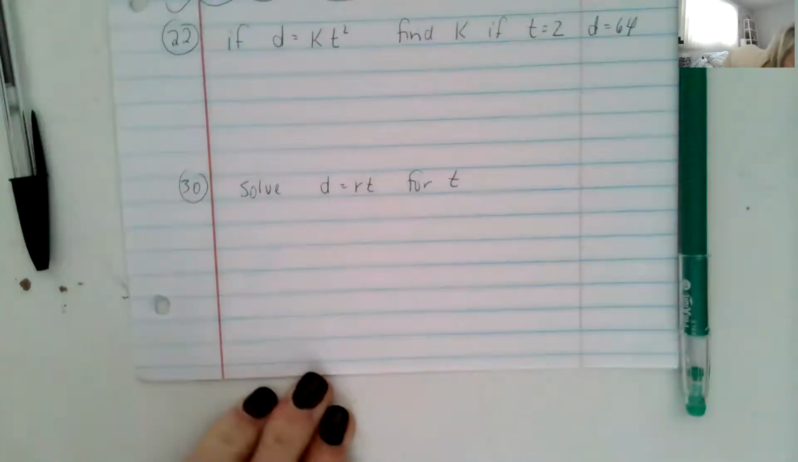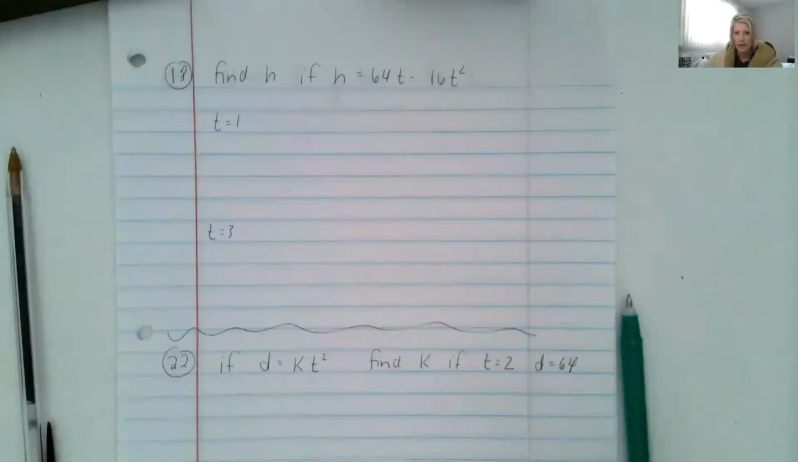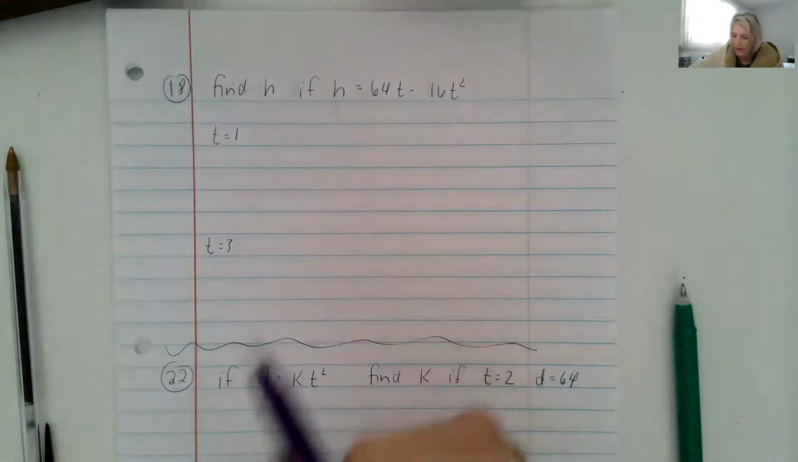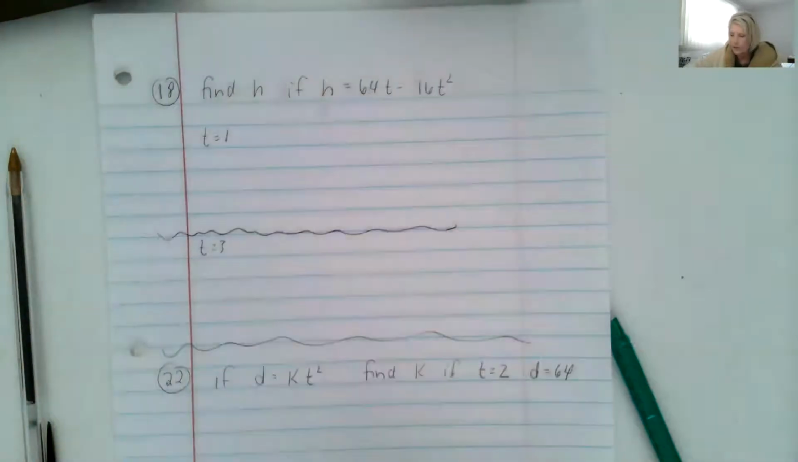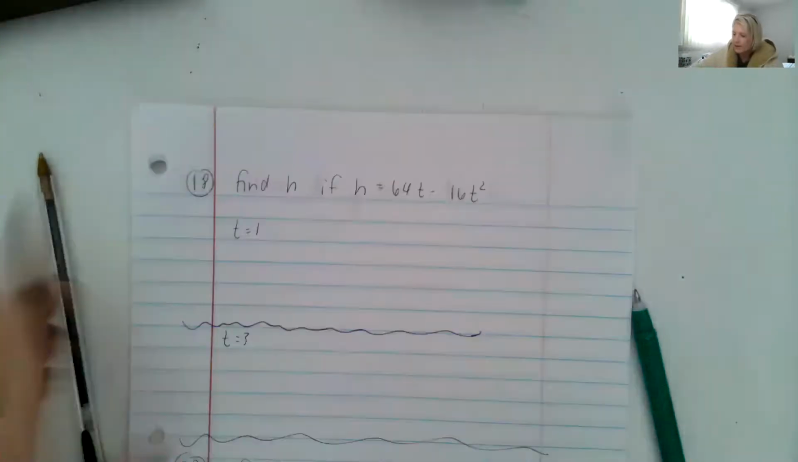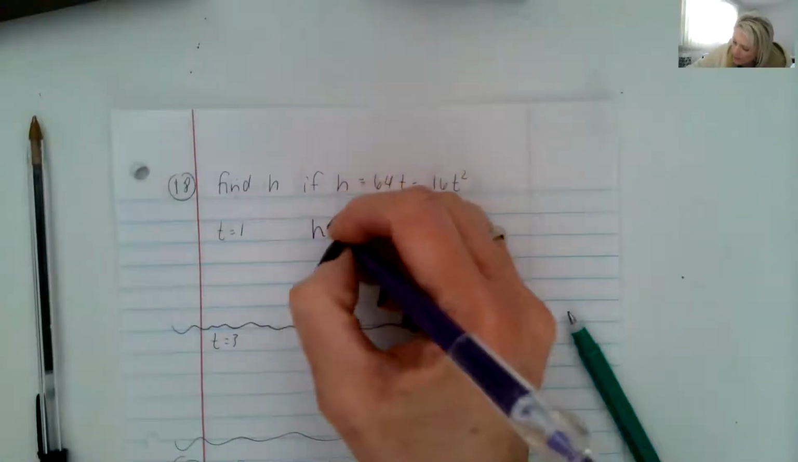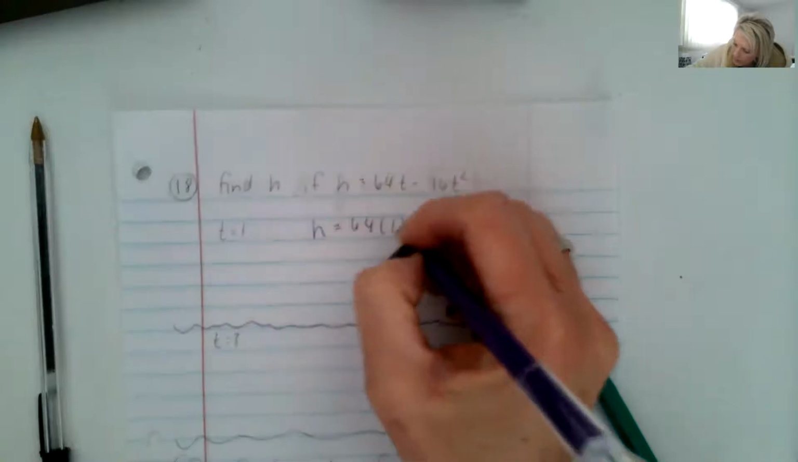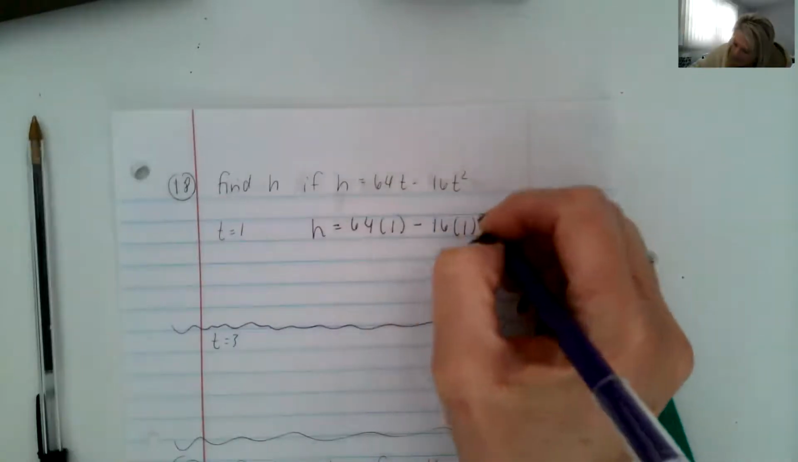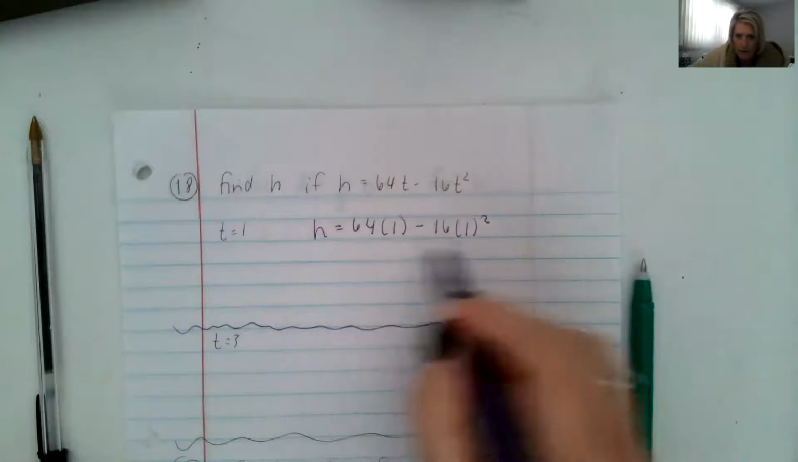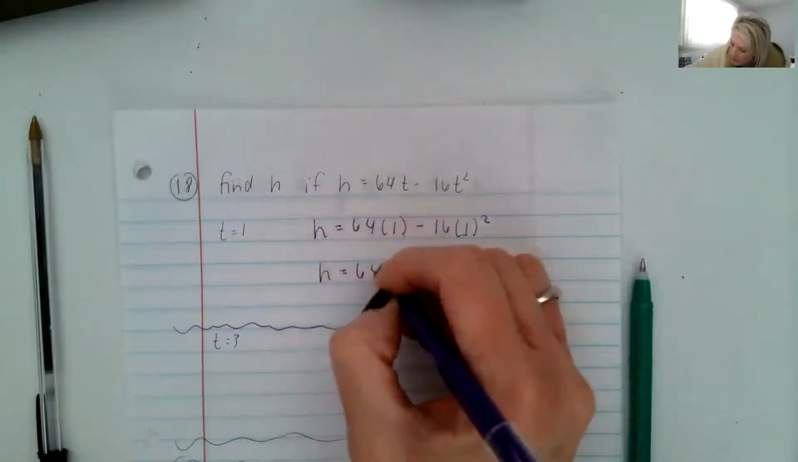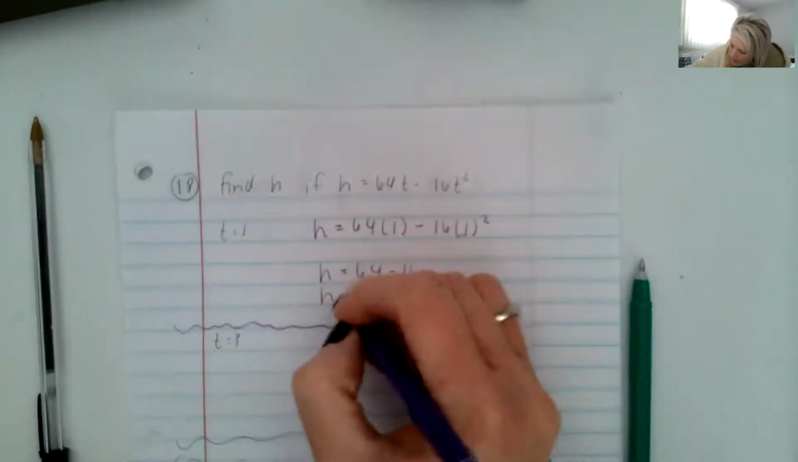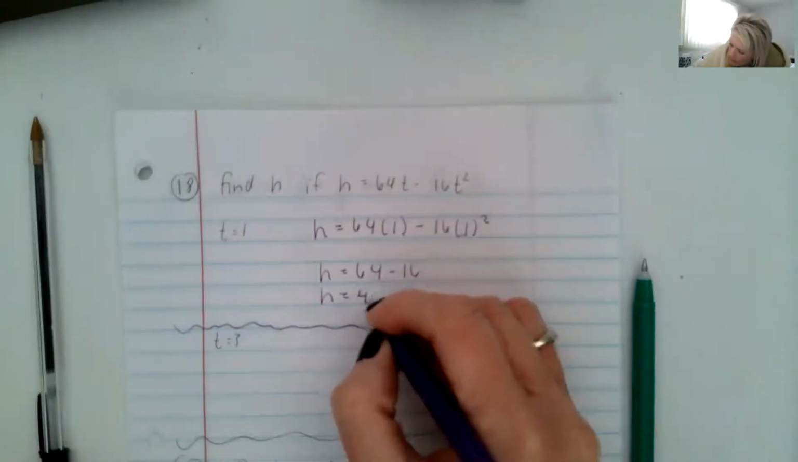So next up is number 18, at the top of the page. And it says find H when T equals 1, and then also when T equals 3. When T equals 1, H equals 64 times 1 minus 16 times 1 squared. So both of those, that's 1 and that's 1. So H equals 64 minus 16. So H equals 48.